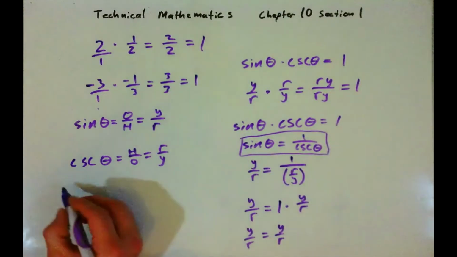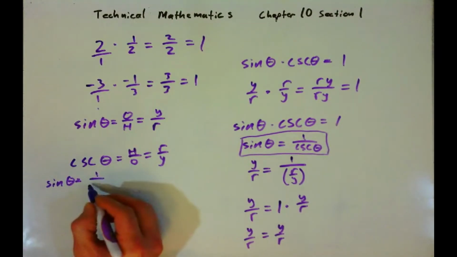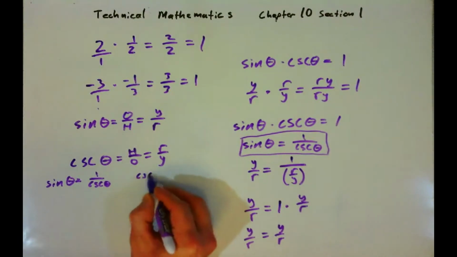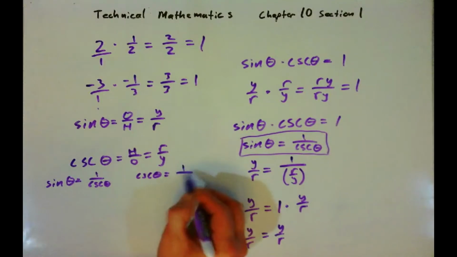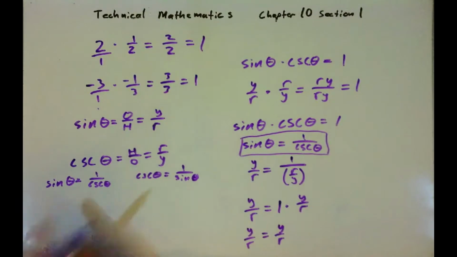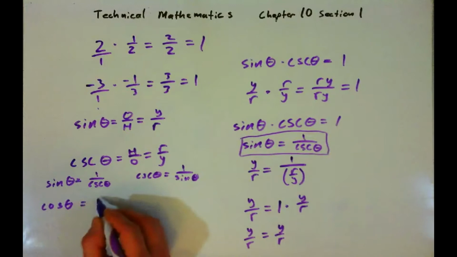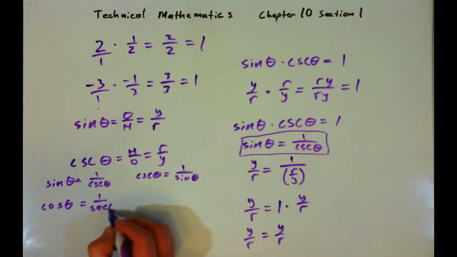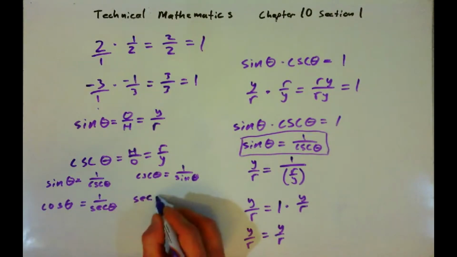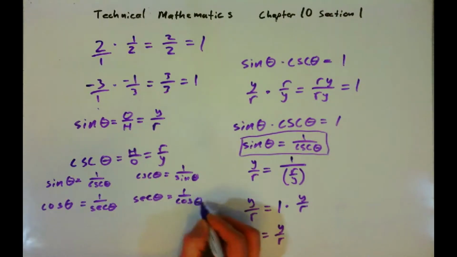And so we can summarize that the sine of theta is equal to 1 over the cosecant of theta. The same will be true that the cosecant of theta is 1 divided by the sine of theta. And I can prove this in exactly the same way. Same thing is true for the cosine of theta. That is equal to 1 divided by the secant of theta. And again, I could prove this in exactly the same way. And that means that the secant of theta also must be equal to 1 divided by the cosine of theta.